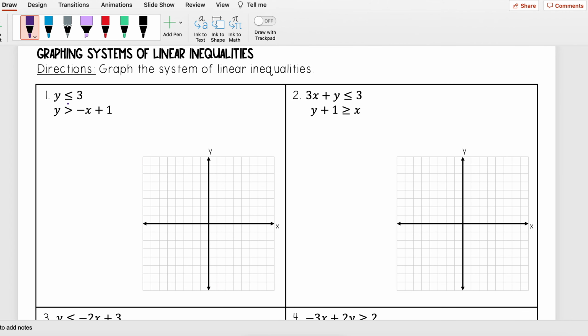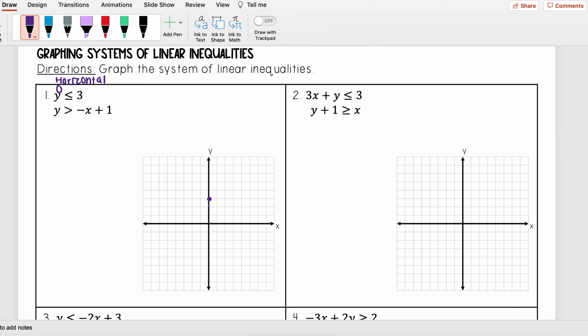Okay, so my first one, I have y is less than or equal to 3, and then y is greater than negative x plus 1. So I'm going to start with graphing y is less than or equal to 3. And so here, remember, when I have y, that is what we called hoi. And so that means it's going to be a horizontal line at y equals 3. So I'm going to go to y equals 3, and it's going to be a horizontal line.